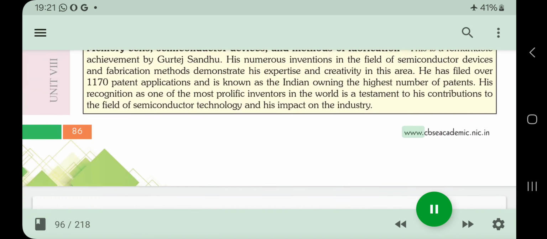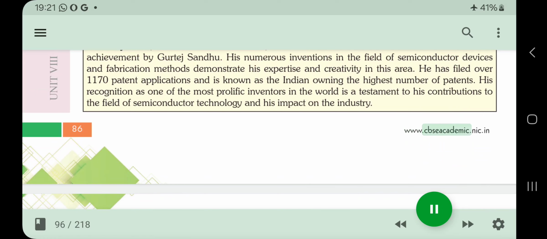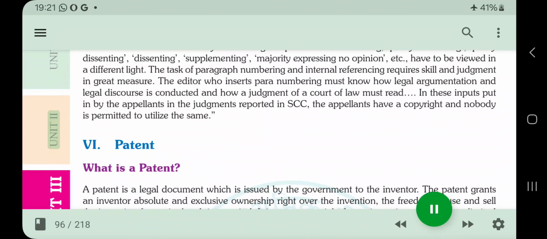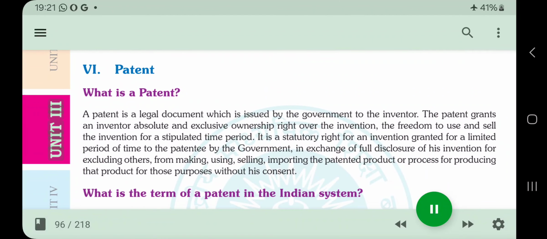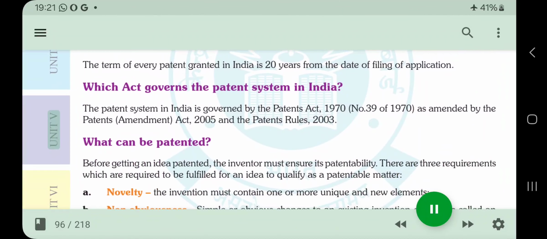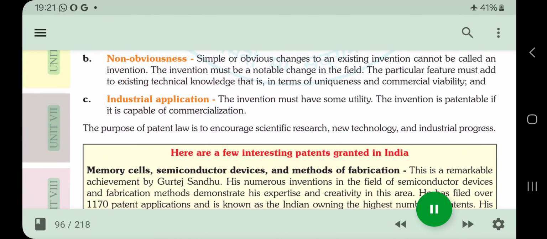Textbook of Legal Studies, 12-2023-2024. www.cbcacademic.nic.in. Unit I, Unit 2, Unit III, Unit IV, Unit V.